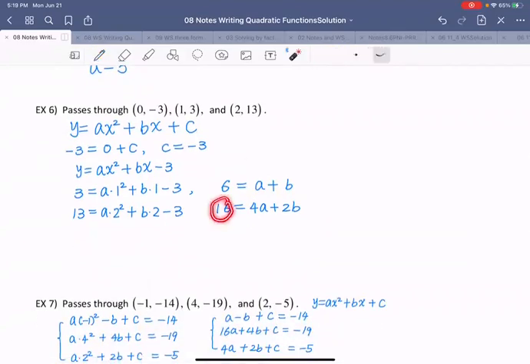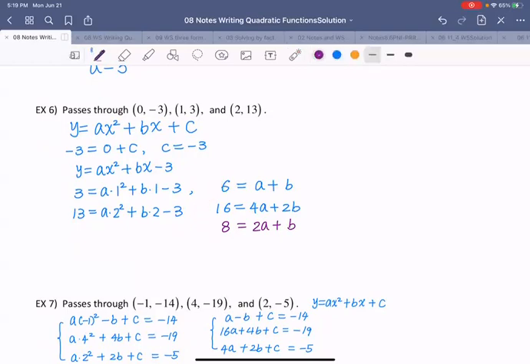You can divide by 2. A equals... if we divide, everybody divide by 2, okay? Yeah, 8 equals 2a plus b. Very good. Now watch out here.